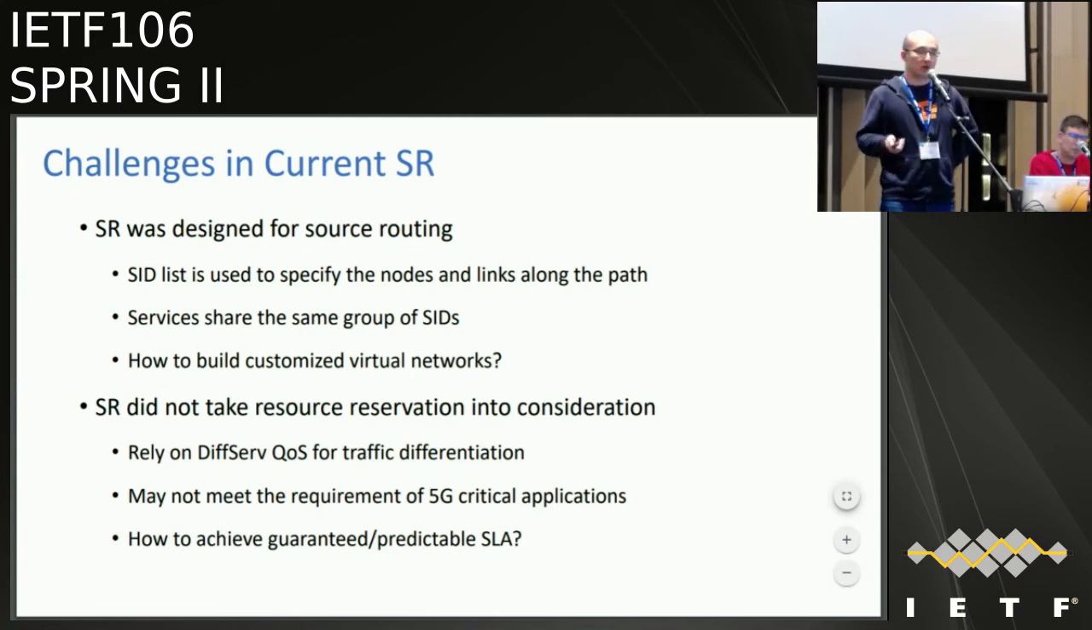The second question is about resource reservation. Segment routing currently does not take resource reservation into consideration, so the SIDs just steer the traffic along the path. It's link-level granularity traffic steering, and basically it can rely on DiffServ QoS for traffic differentiation. It may be good enough for some existing services, but we think there are gaps and challenges for services like 5G critical applications. So the other question is how can we achieve a guaranteed or more predictable SLA with segment routing?